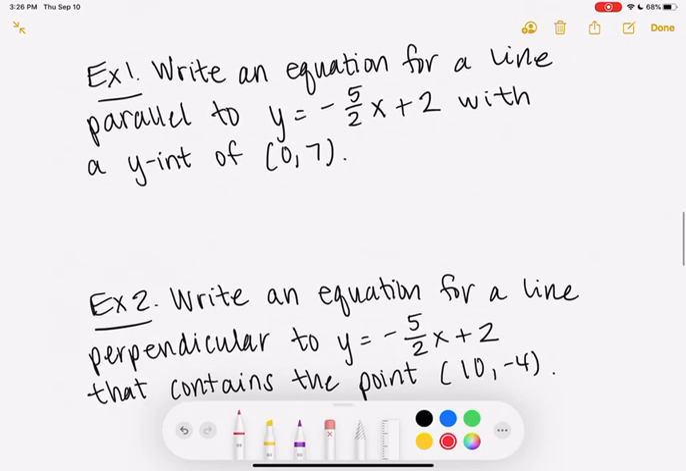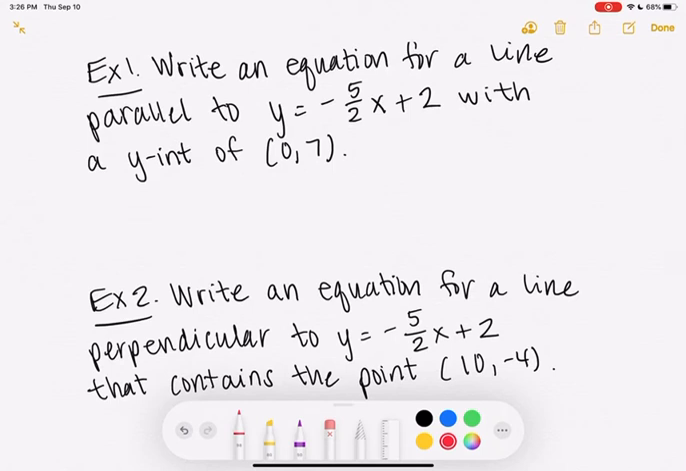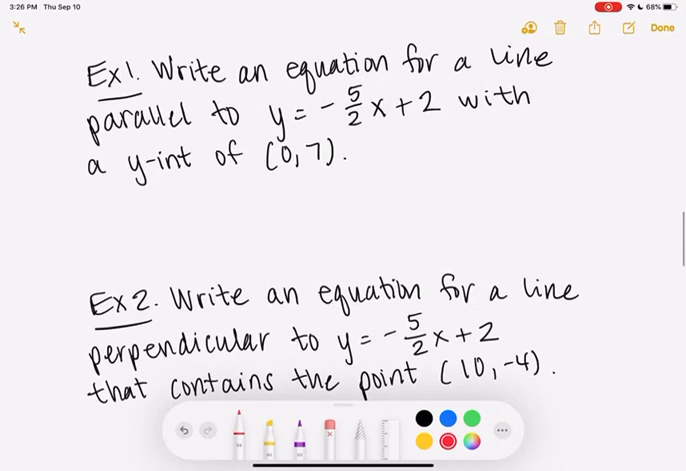The first one, I'm going to scroll so you can hit pause and write both problems at the same time if you want. Example 1, write an equation for a line parallel to y equals -5/2 x plus 2 with a y-intercept of 7. That one isn't too bad. I think you'll get that one. Example 2, though, I try to trick you. Let's see if I did. Example 2 is write an equation for a line perpendicular to y equals -5/2 x plus 2 that contains the point (10, -4). Okay, so go ahead and try both of those. Come back when you're ready.